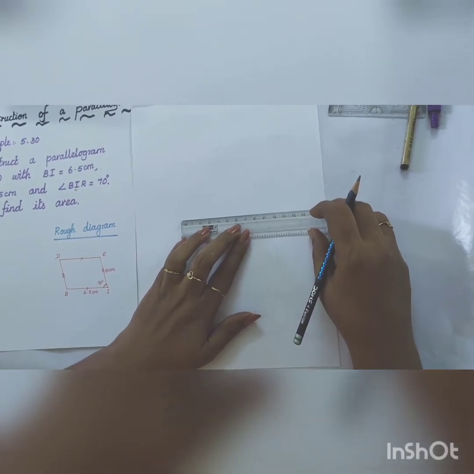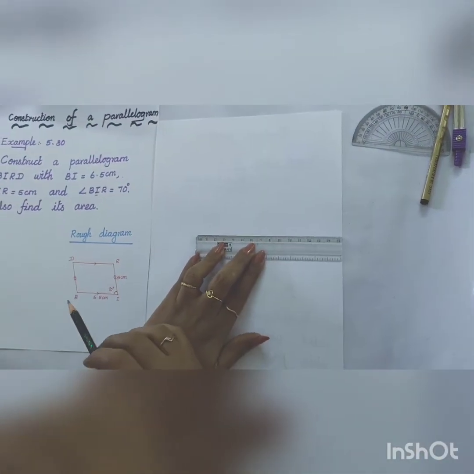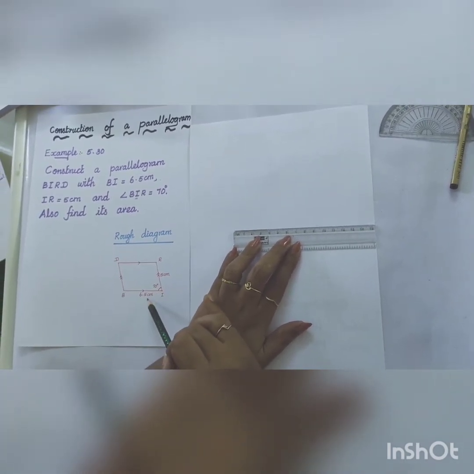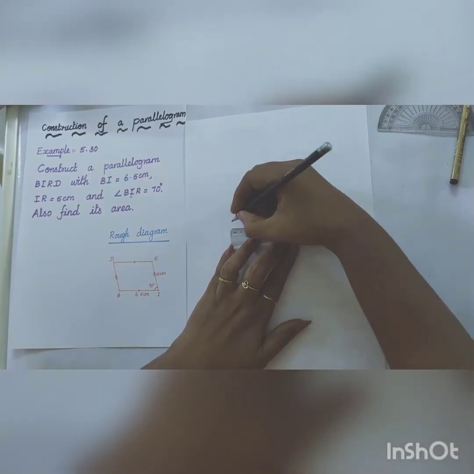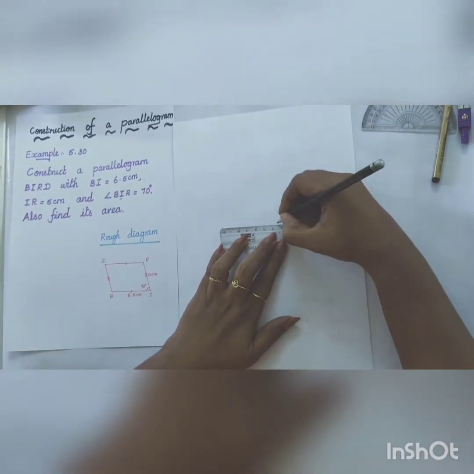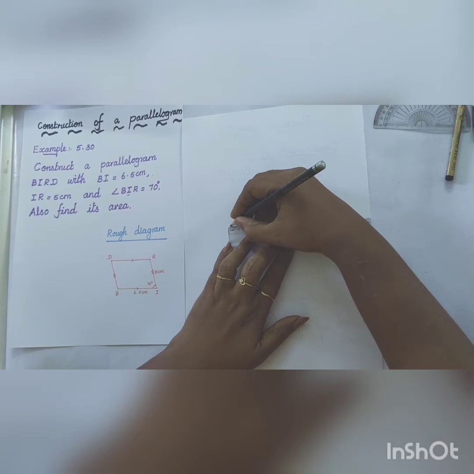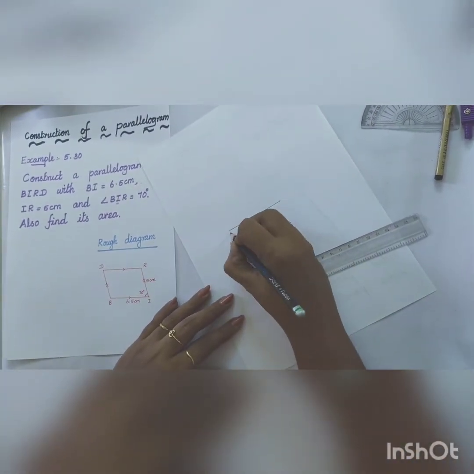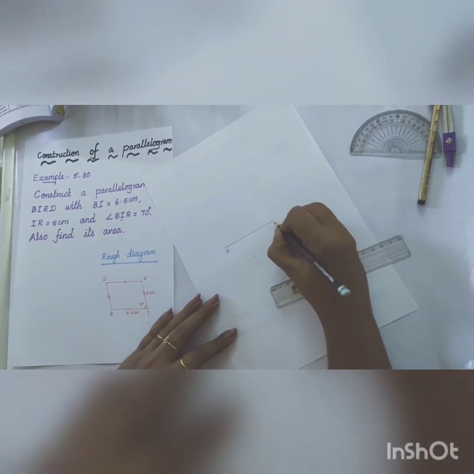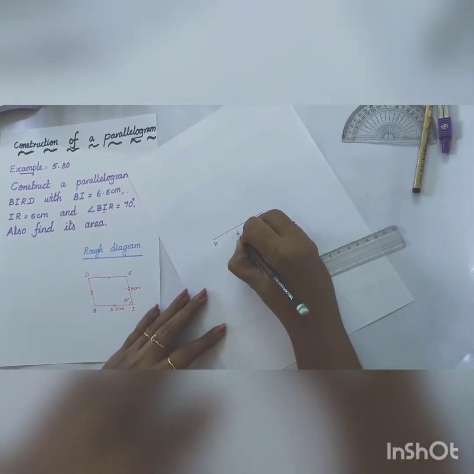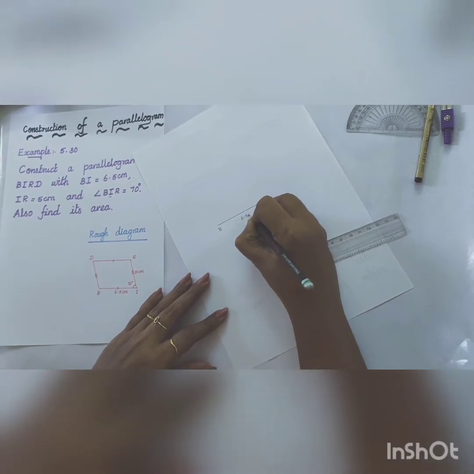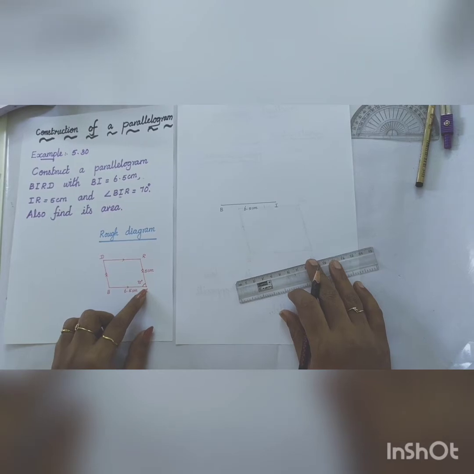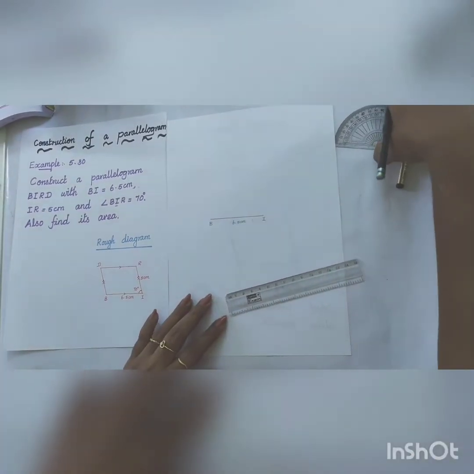Now we can draw the main diagram. First of all, we start with the baseline. BI is equal to 6.5 centimeter. So you can draw 6.5 centimeter. Mark this side as BI. Here you can write 6.5 centimeter. Then we have the angle 70 degree. So you can use your protractor.